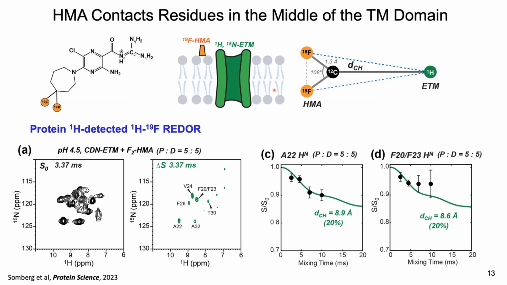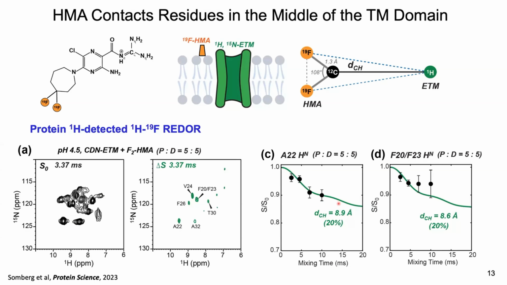M15 and proton amide hydrogen labeled ETM. We do our proton-fluorine REDOR experiment as detected by the protein proton-nitrogen 2D correlation spectrum, and you can see which amide hydrogens are in close proximity to the fluorinated drug. And when you do this, now we're detecting the protein, you see that only about 20% or so of the amide protons are actually dephased by the fluorine.